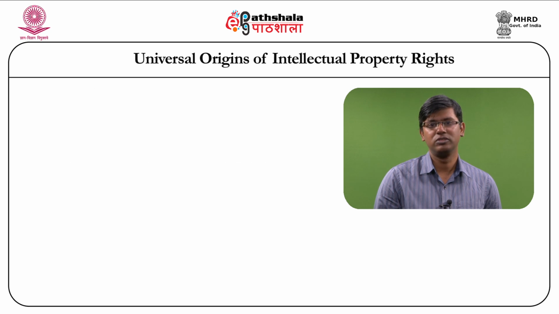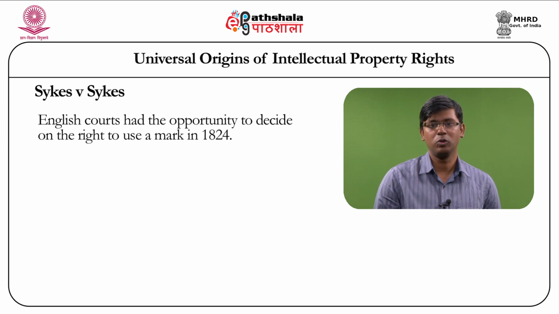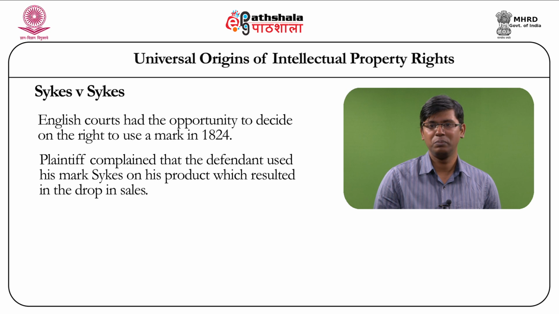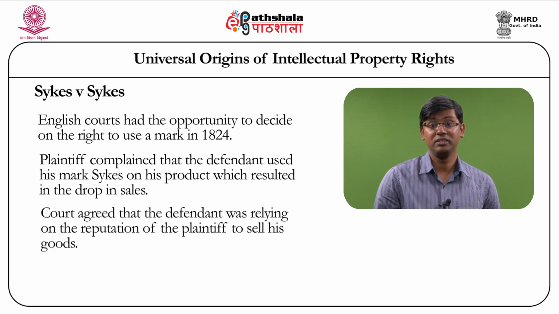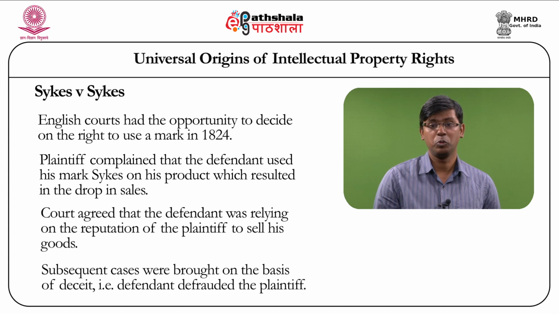Then you had another case which is well known for trademark law, which is known as Sikes versus Sikes. This was an English case where the courts had the opportunity to decide the right to use a mark in 1824. Plaintiff basically complained that the defendant used their mark Sikes on his product, which resulted in the drop in sales. The court agreed that the defendant was relying on the reputation of the plaintiff to sell his goods. Subsequent cases were brought on the basis of deceit, that is, defendant defrauded the plaintiff.